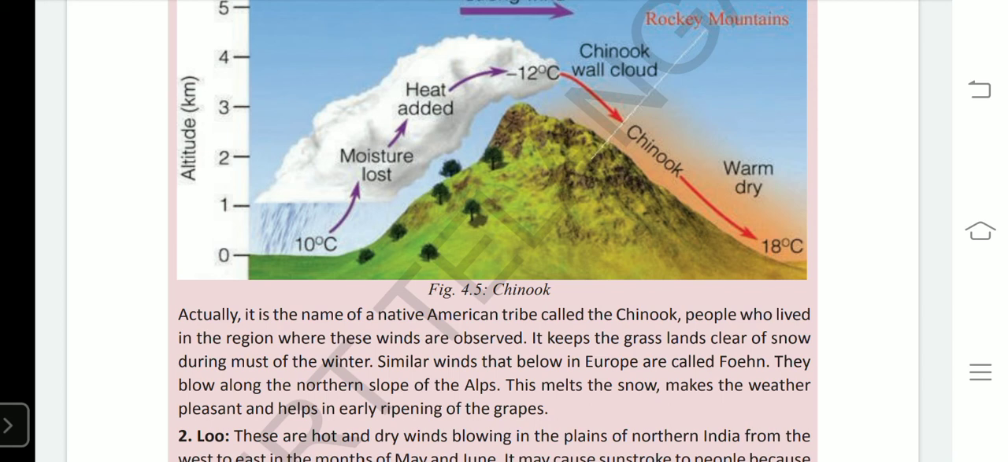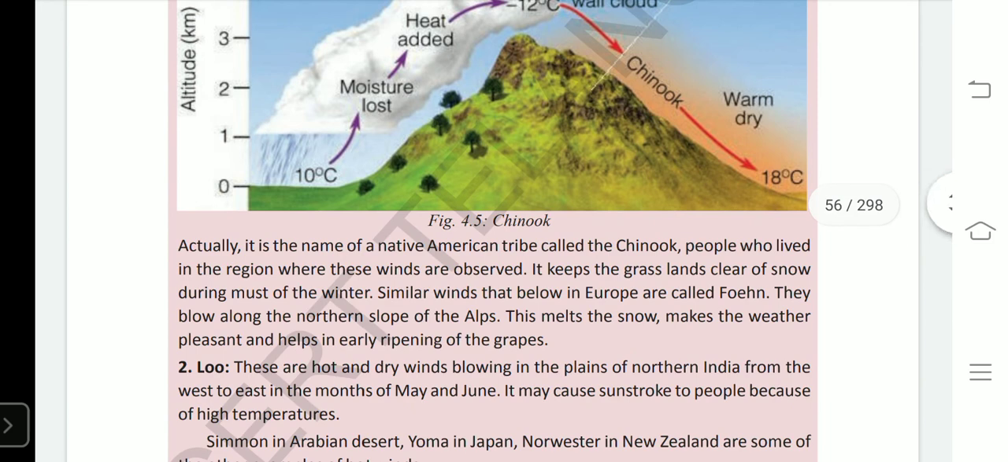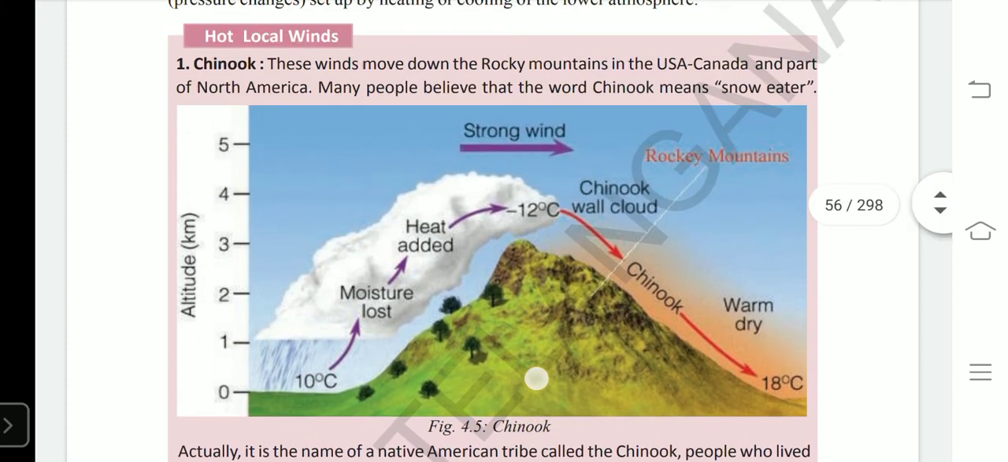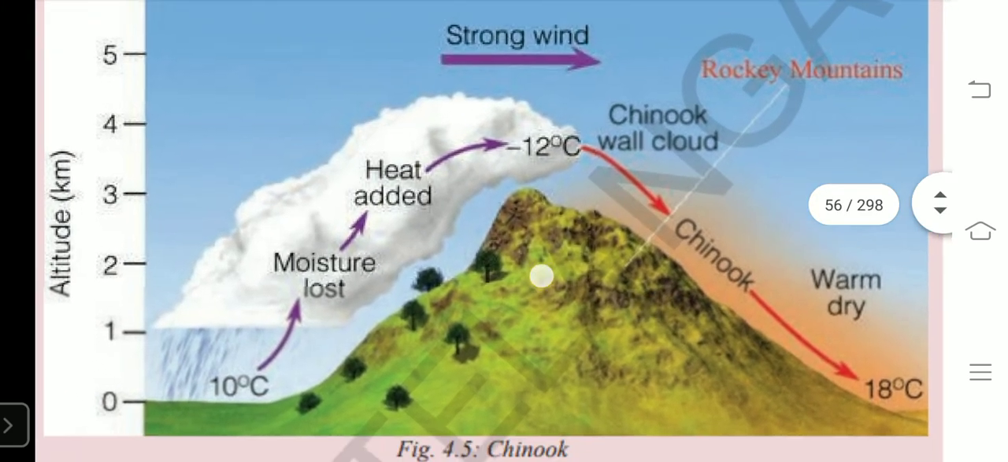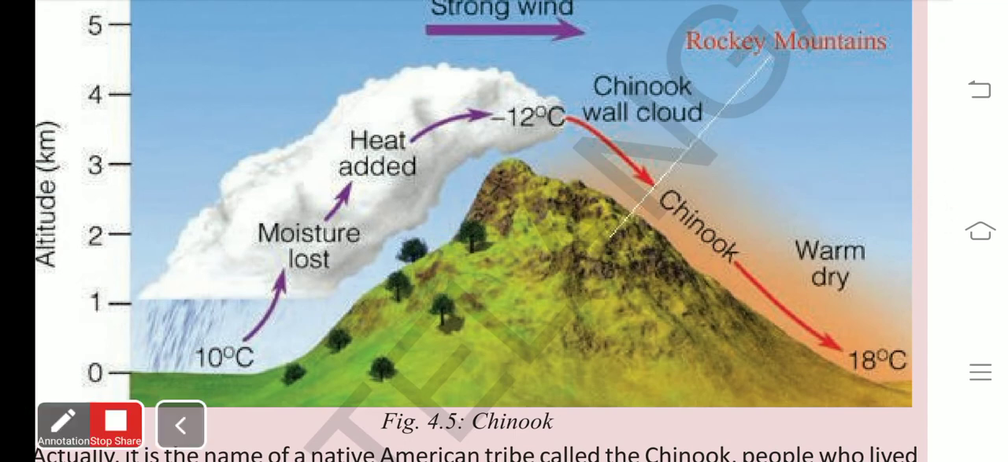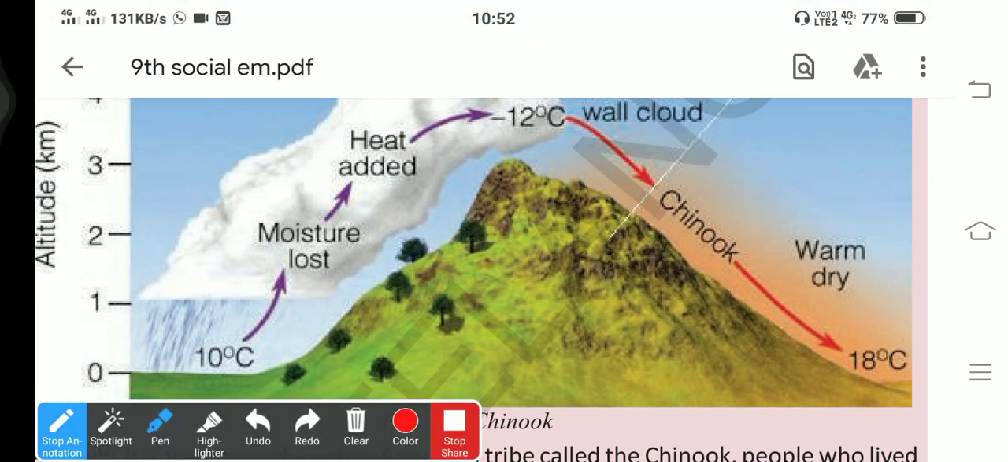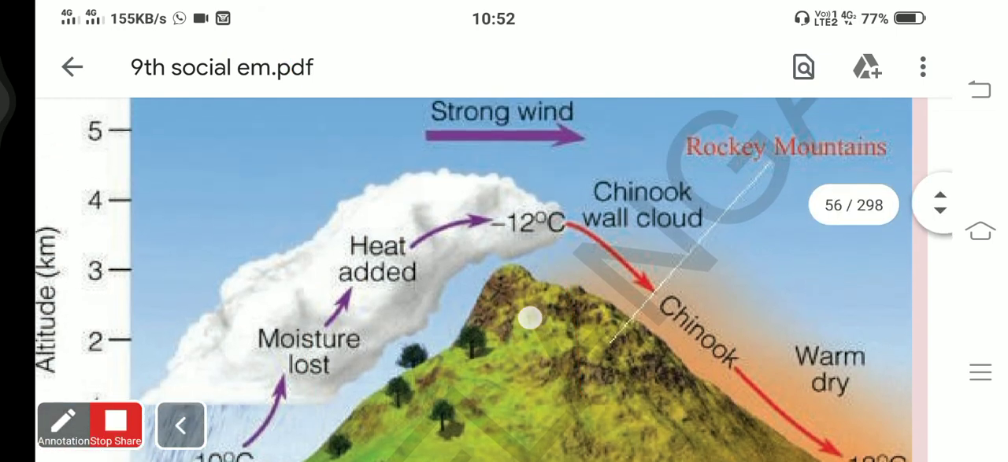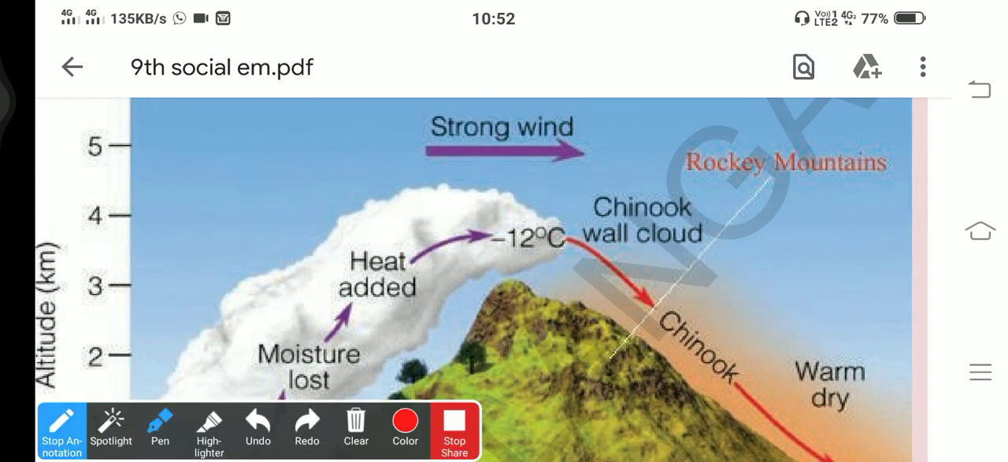It keeps the grasslands cleared of snow during most of the winter. Understand? Look, my dear students, I'll show you. These are the Rocky Mountains shown in the figure. I'll show you just a minute. The Rocky Mountains are shown here, in North America.